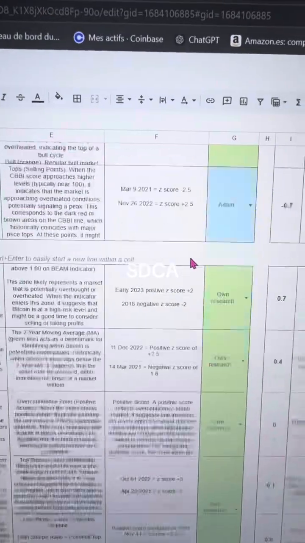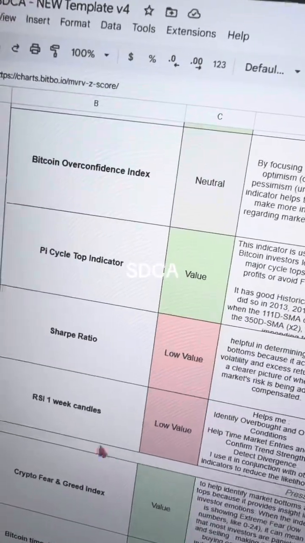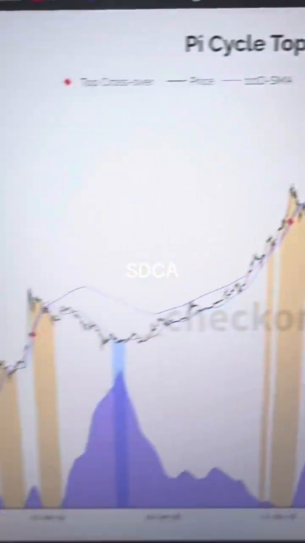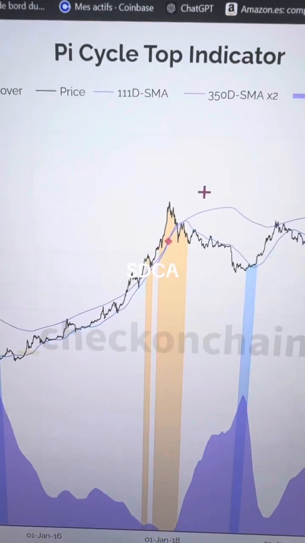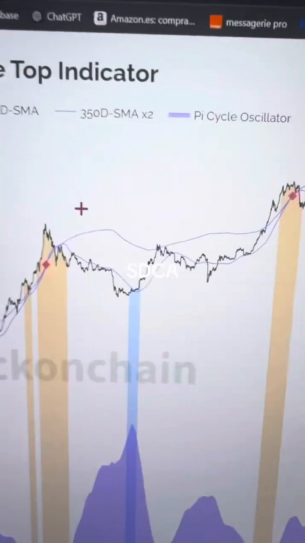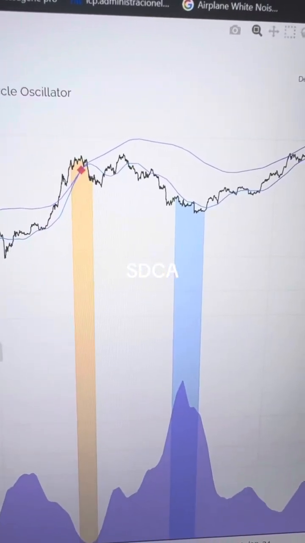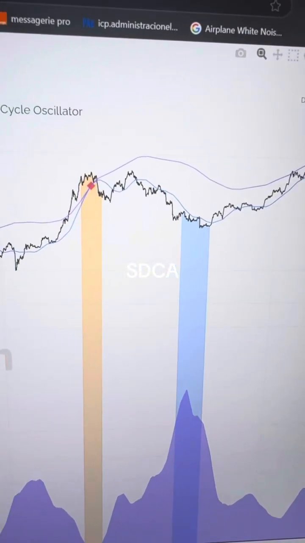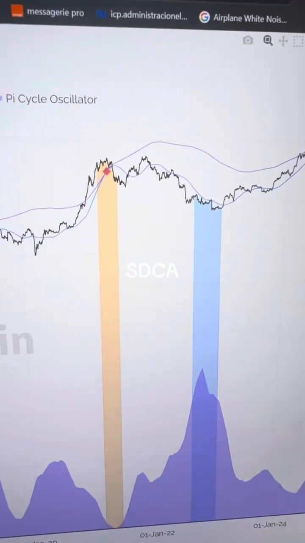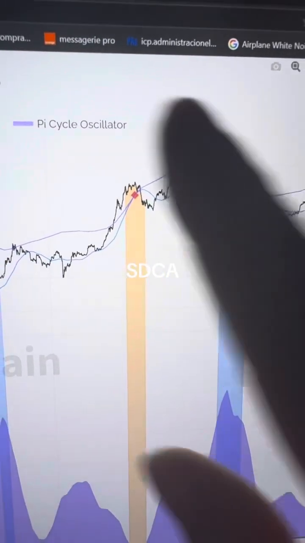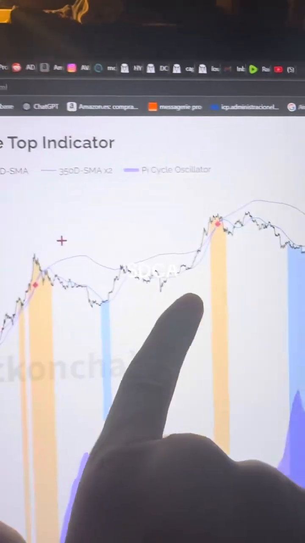Let me find one that I really like. The technical ones are the best in my opinion. Now the P cycle is really good. It's one of my favorites. Let's have a look at the P cycle indicator. Okay, this one is very easy to interpret. We can make it hard with the 111 day SMA and the 350 day SMA times 2. I won't explain. It's basically whenever they cross, it's time to sell. You can see they crossed here. It was time to sell it.